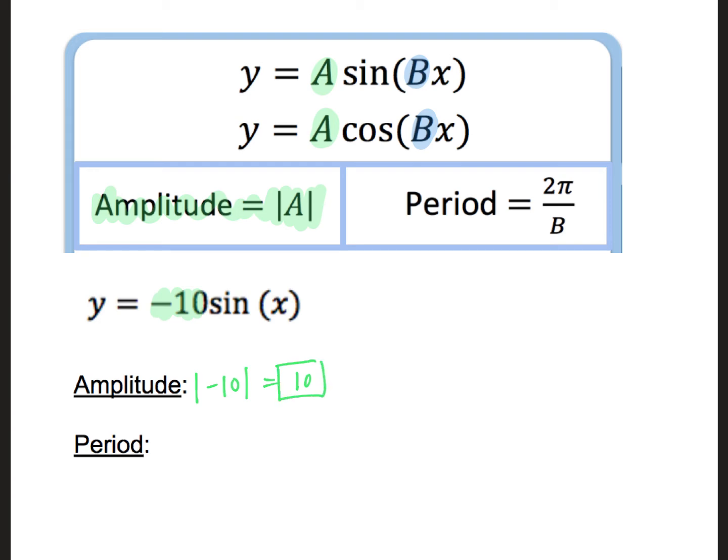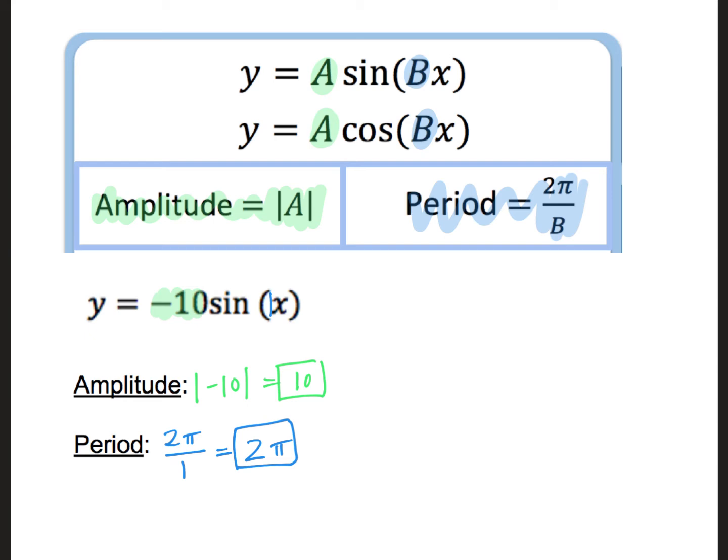Now we're going to use that b value for finding the period of a function. So the period of a function equals 2 pi divided by b, and b is that number in front of x. So in our case, we have a sneaky little 1 in front of my x, so I'm going to do 2 pi divided by 1, and when I do that, I just get 2 pi, and 2 pi would be my final answer for the period.